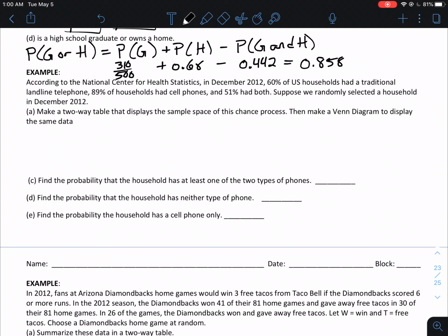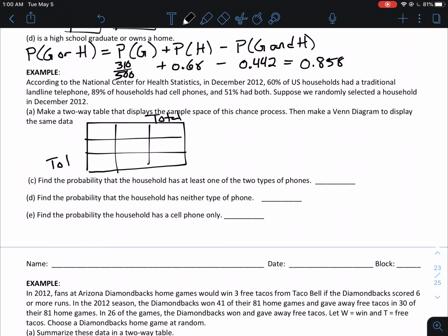In making our two-way table first, remember we'll start with that 3x3 grid. Remember that the last column and last row are for the totals. In this case, we have 2 different variables that we're looking at. We're going to have landline phones and those that didn't have landline phones, as well as cell phones and those that did not have cell phones. As we fill these in, it says that 60% of U.S. households had a traditional landline phone. So that would be 0.6 that we'd fill in for the total for landline phones.